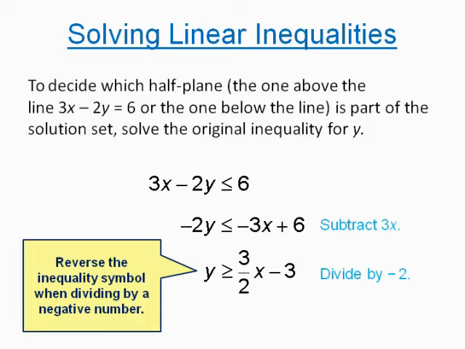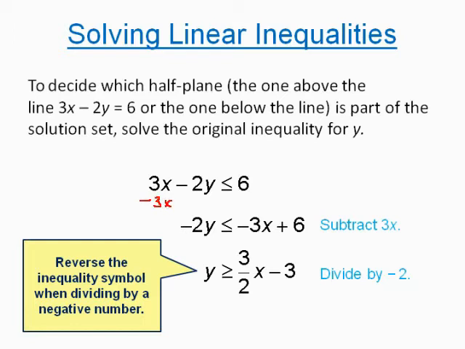Now, to decide which half plane, the one above the line 3x minus 2y equals 6 or the one below the line, is part of the solution set, remember, whenever you have inequalities, you get a shade. I love that shading. You can also solve the original inequality for y. You've done this in Chapter 3, taking standard form and changing it to slope-intercept form to give you more information. This is actually great exam review, because I remember a lot of you had trouble with this on the earlier test, so be careful here. I'm going to go through this step by step.